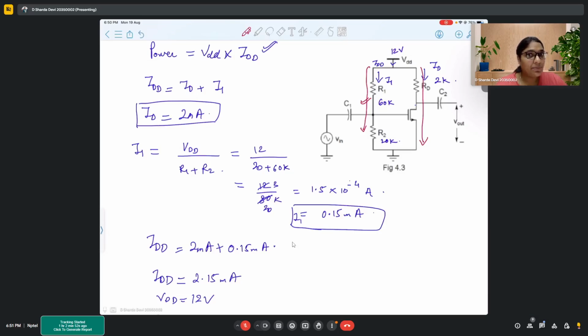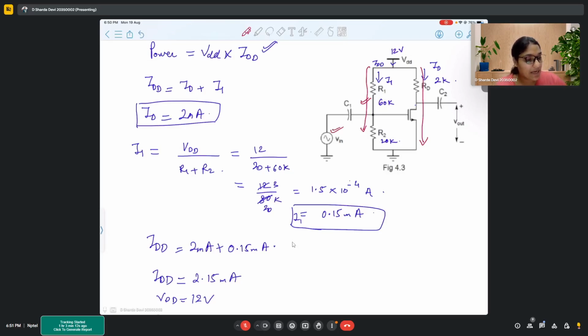We are not talking about input power. We are talking about power dissipation. Input power will be much smaller. Input power is basically the power that comes from the input signal. So it's input voltage times input current, the signal voltage times the signal current.